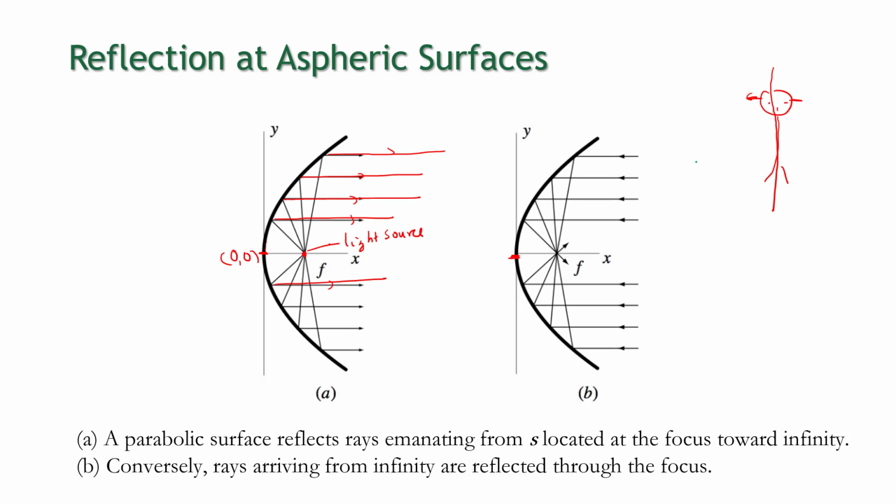And also, let's say you have light rays coming from some infinitely far source. Your source is somewhere at infinity here. When the source is at infinity, the light rays are parallel, and if they are parallel, then the light will converge at the focus. So these two are the conditions satisfied by any kind of parabolic mirror, parabolic reflecting surface.